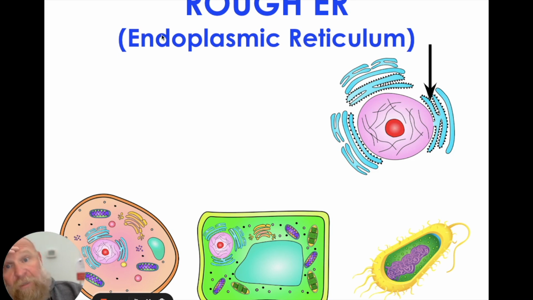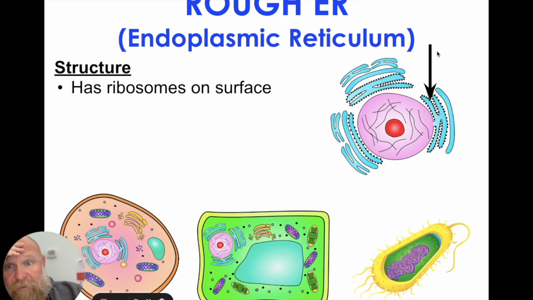Now, endo means in, plasmic means plasm, right? So it's in the plasm or in the cytoplasm. Just basic. And then reticulum means kind of a network, interconnected. And so we see that kind of folded network in here. And so let's go through what the rough ER actually does.